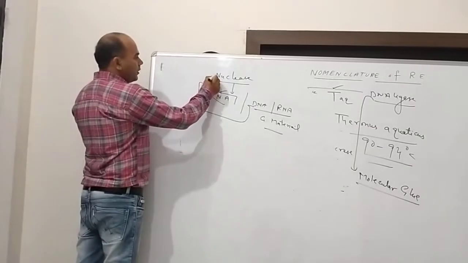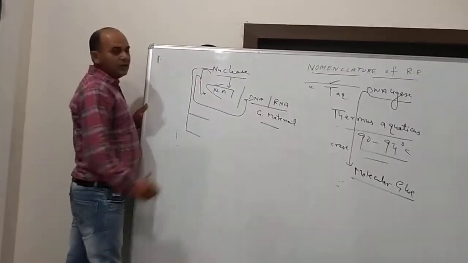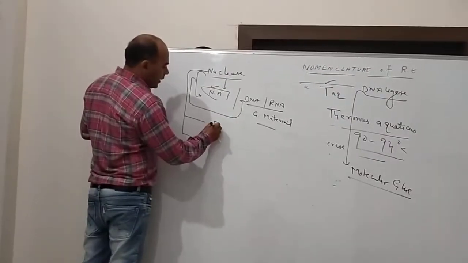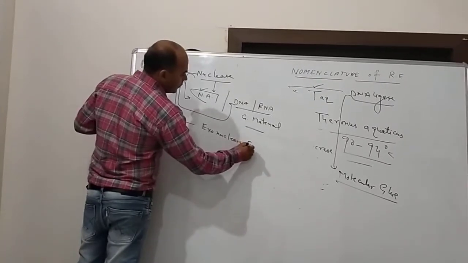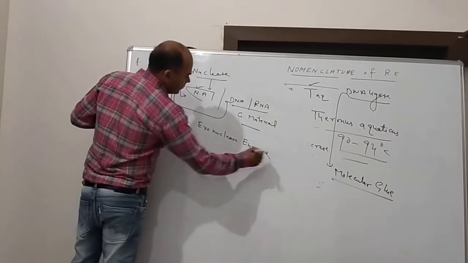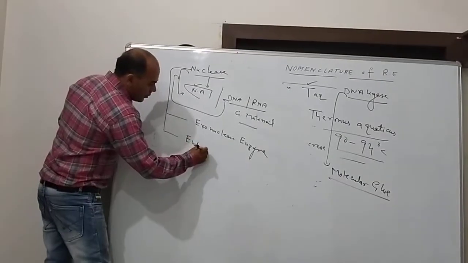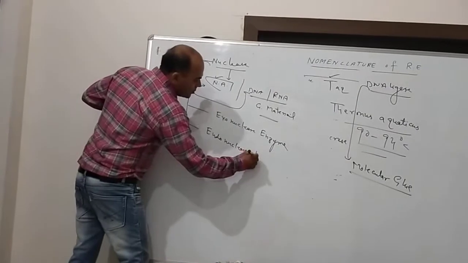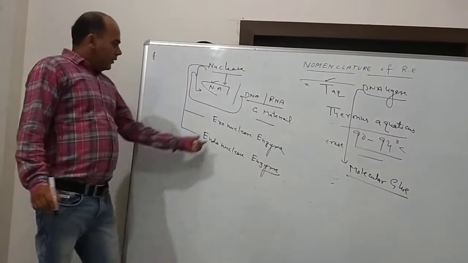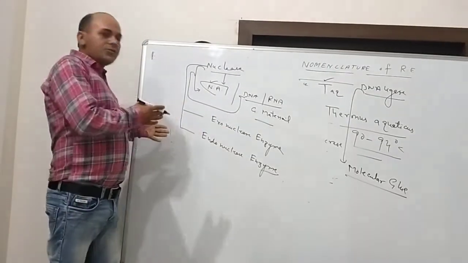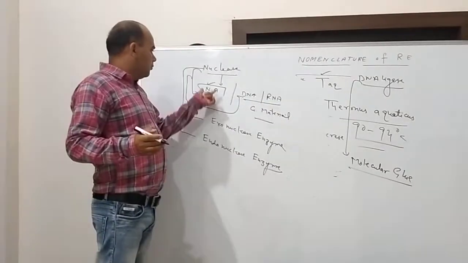These are again of two types. The first one is called exonuclease enzyme. One mark question again. The second type is called endonuclease enzyme. As the name indicates, exo means outside. It doesn't mean completely outside, but we can link it this way.